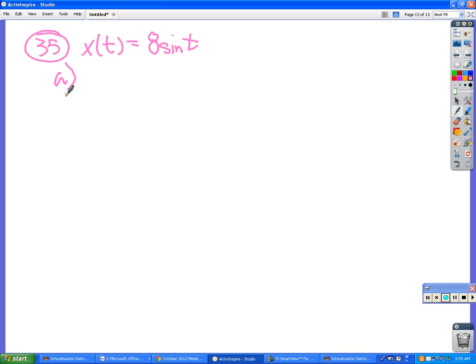Okay, so first part, find the velocity and acceleration at time t. Well, they give you the position, right? So how do you find the velocity? First derivative. How do you find the acceleration? I already did it. There you go. There it is.